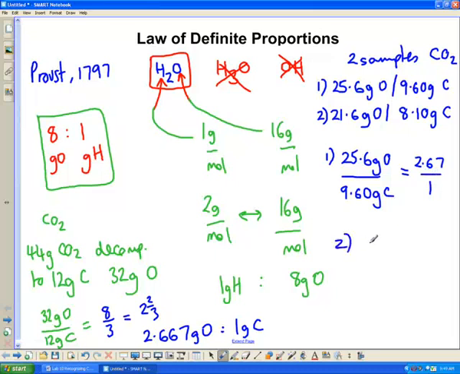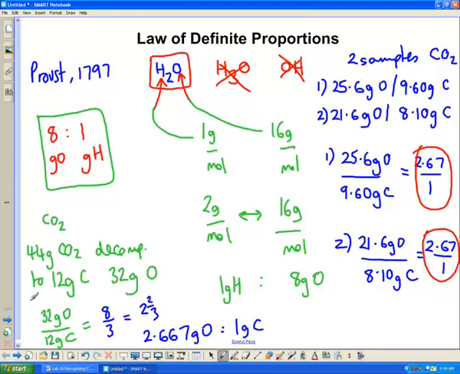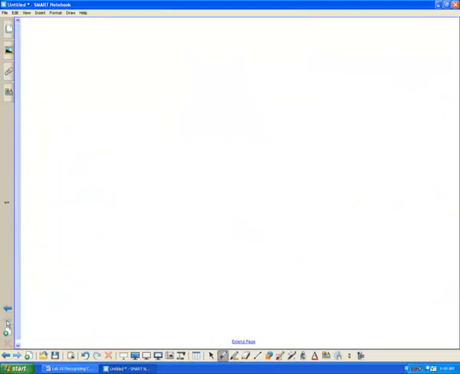Which, not surprisingly, is the same as what I got down here. Then I'm going to do the same for sample number 2, 21.6 grams of oxygen, 8.10 grams of carbon. 21.6 divided by 8.10 gives me, again, 2.67 to 1. So the idea is, both of these fit the law of definite proportions because they both have the same ratio, the ratio that we know is true for CO2. So that is the law of definite proportions and how we can predict if compounds fit it.